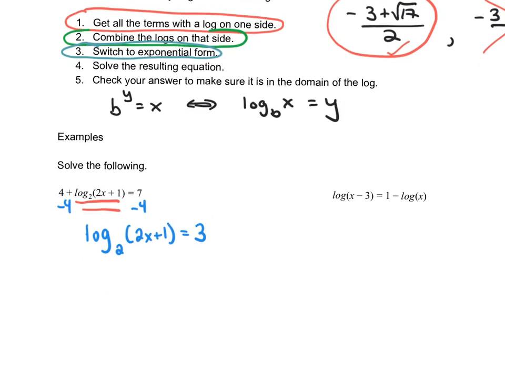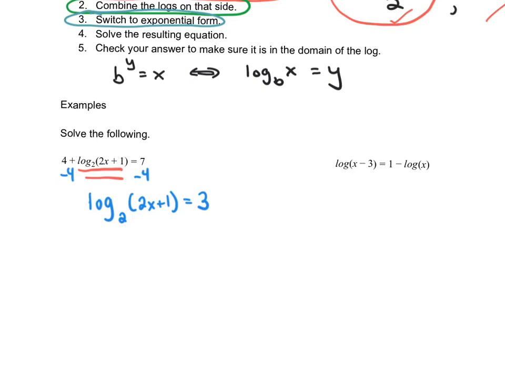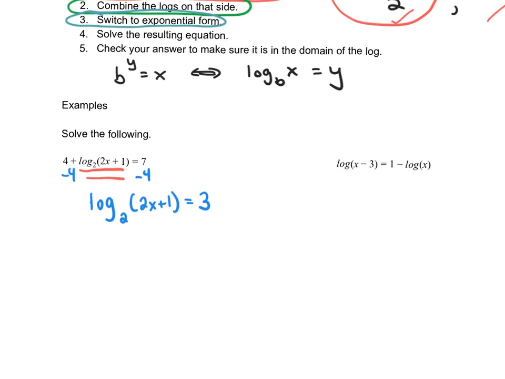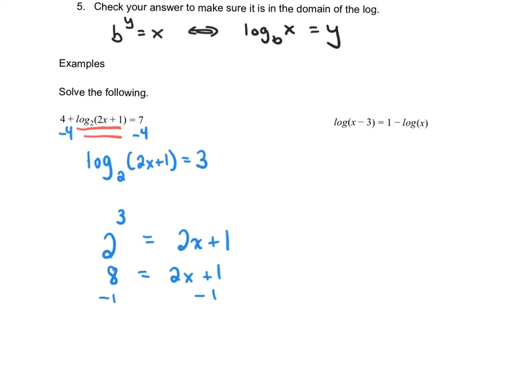Now from here I have one log equal to a number, so now I'll just change it to exponential form. Changing to exponential form, remember it's the base to whatever's on the other side of the equal sign equals 2x plus 1. And so now I have to solve the resulting equation. 2 to the third is 8 equals 2x plus 1. I'll take away 1 from both sides. So that's going to give me 7 equals 2x. And then I'll divide both sides by 2. So x equals 7 over 2.